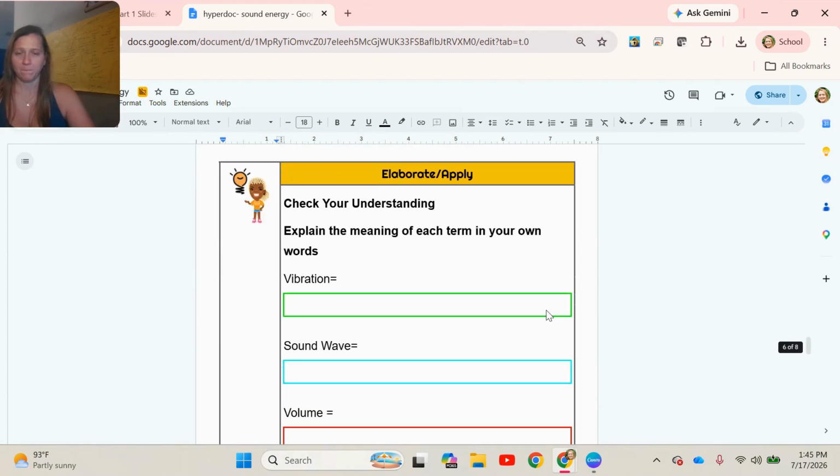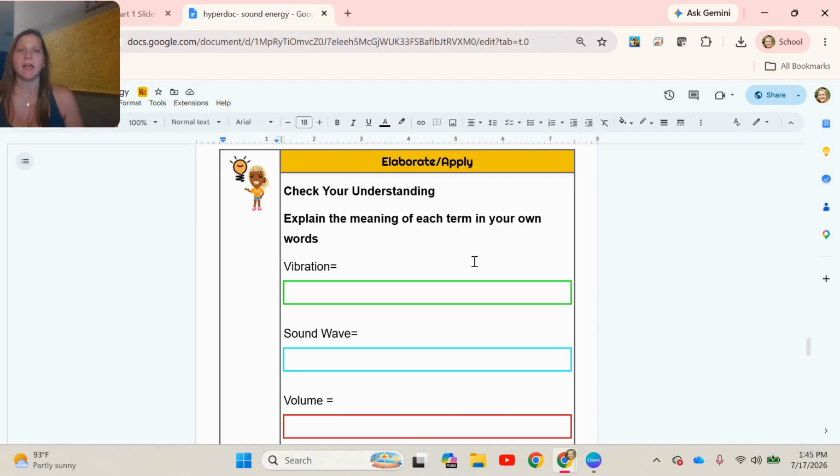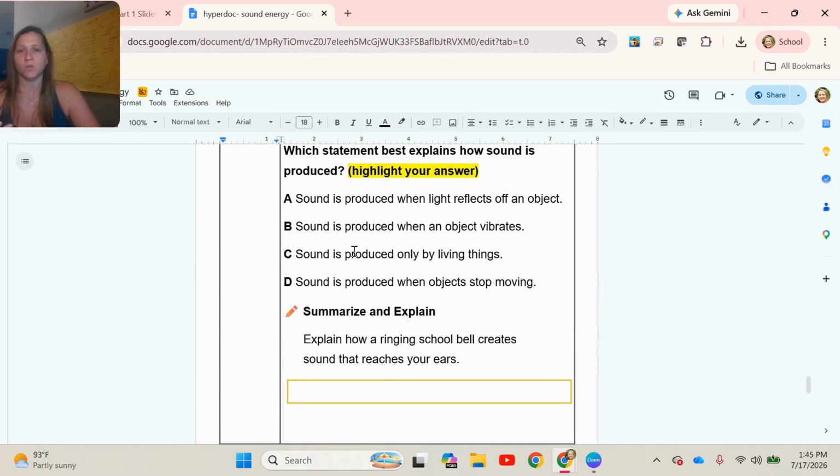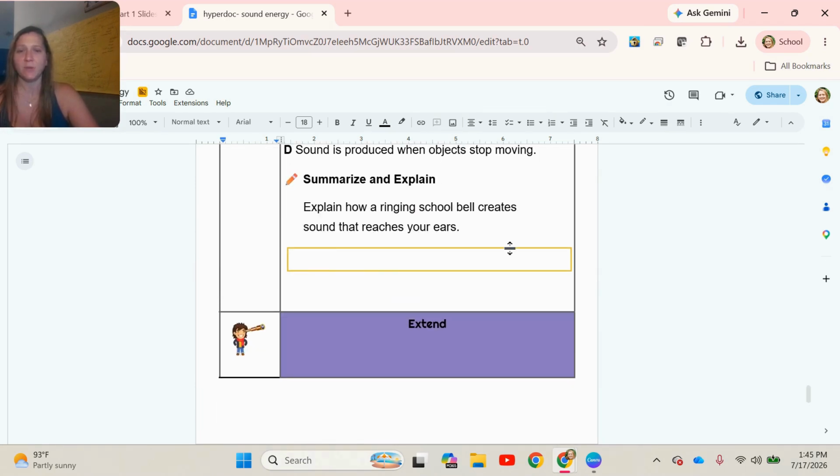And then elaborate and apply. This is where students are actually checking their understanding beyond the knowledge level, and we're now at the application level. So first it's knowledge, what are the definitions, but then we're applying. Which one is how it's produced? Explain how the ringing school bell creates a sound that reaches your ear.